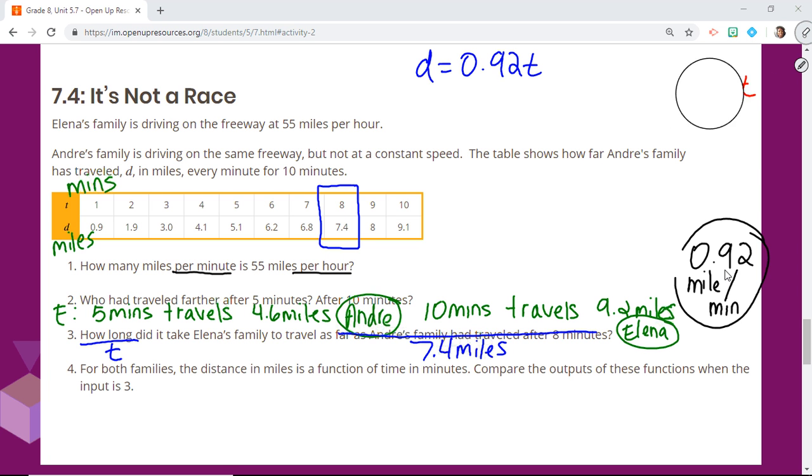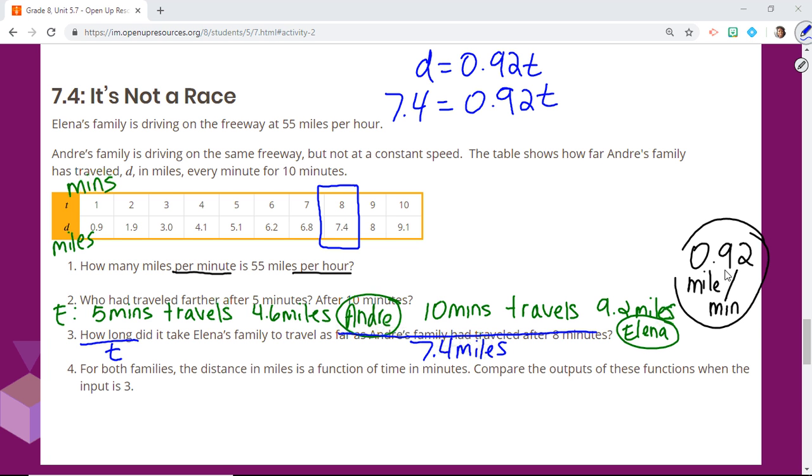Okay, so we're solving for t. We want to know t, and we know the distance. We know d. So d is 7.4, and we want to know t. How do we solve this equation for t? 7.4 equals 0.92 t.